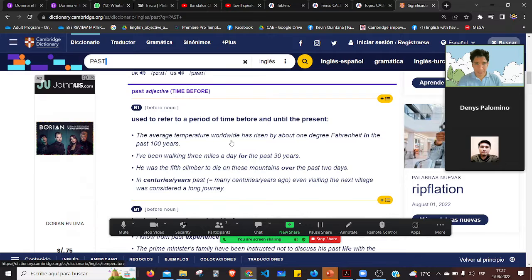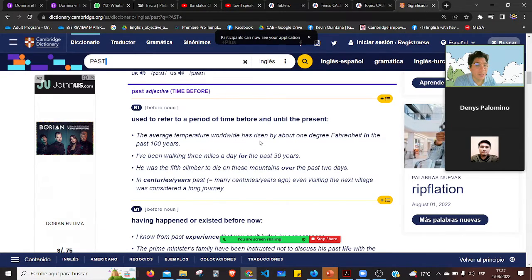But we have, for example, listen, the average temperature worldwide has, look at this, risen by about 1 degree Fahrenheit in the past 100 years. En los últimos 100 años. ¿Y por qué no pone last? Ah, siguiente, I've been walking 3 miles a day for the past 30 years. Por los últimos 30 años.